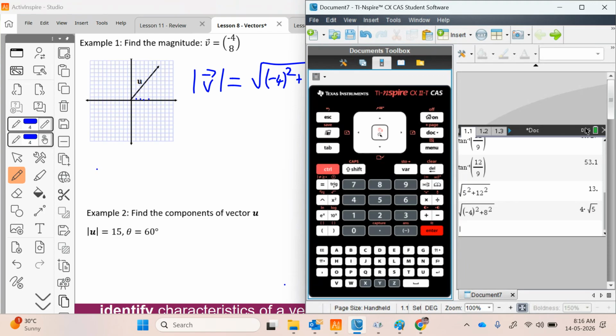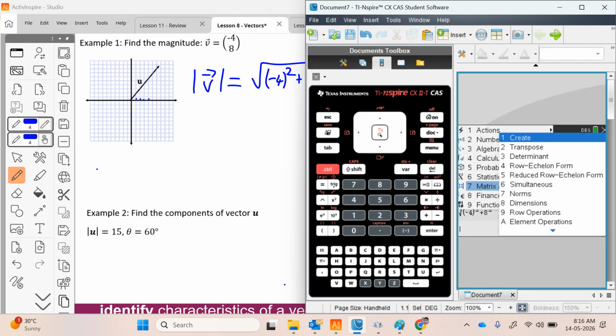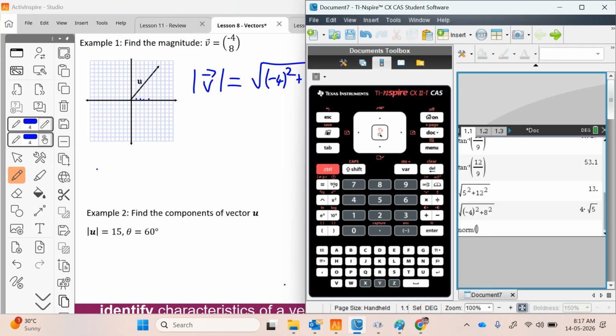We can also use the menu. Watch this bit along. Here on the menu, you can find vectors and matrices. Most of the operations we'll do are under C, but for the magnitude, we want the norm. We want the norm of the vector.